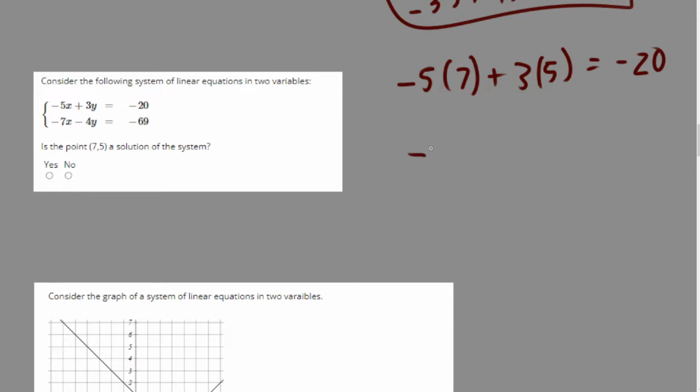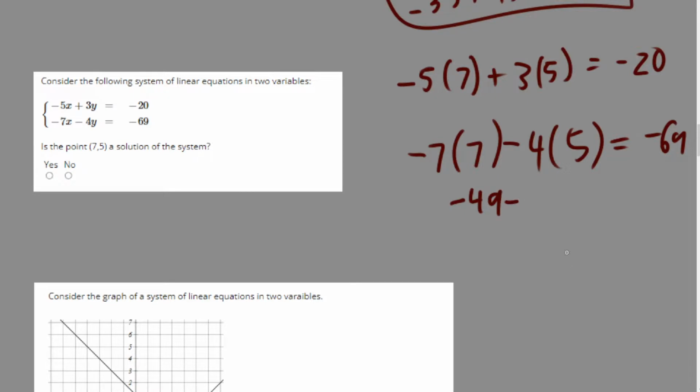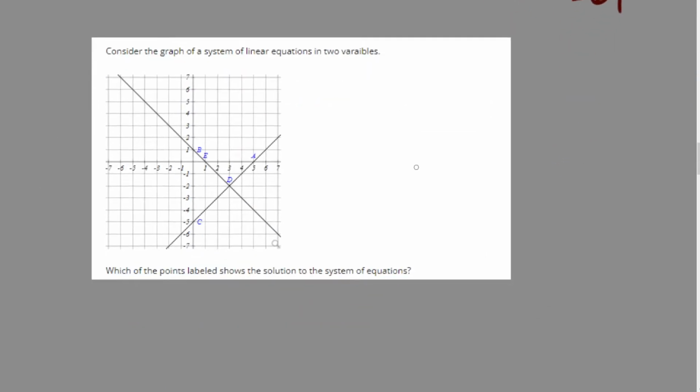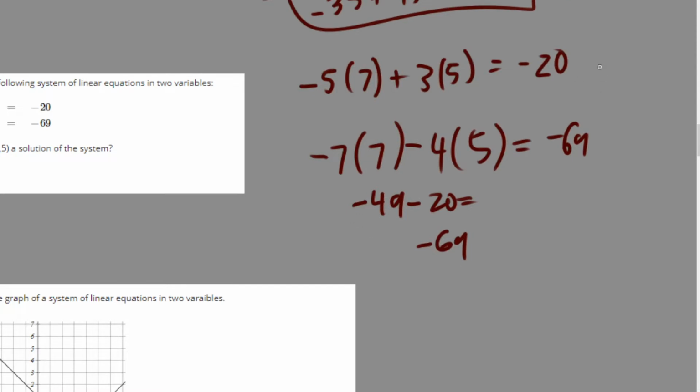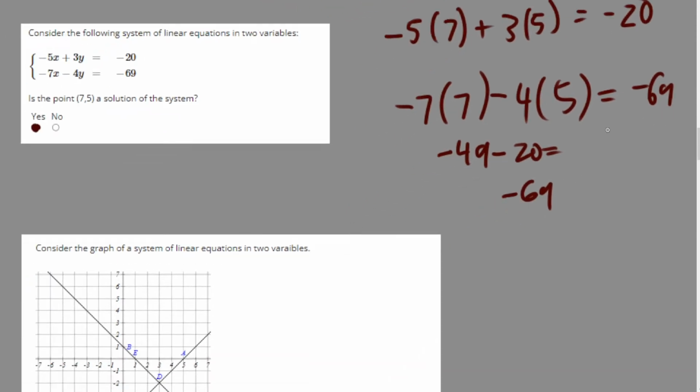And then negative 7 times 7 minus 4 times 5 equals negative 69. This will give us negative 49 minus 20. And if you do that operation, you'll get negative 69. So (7, 5) is in fact a solution of the system. You basically want to make sure that that coordinate point makes the statement true for both of our equations.